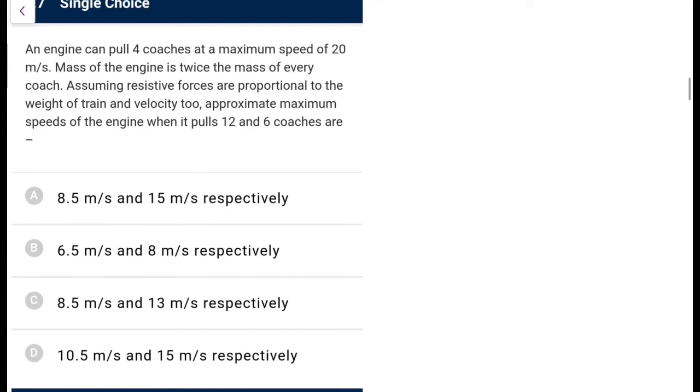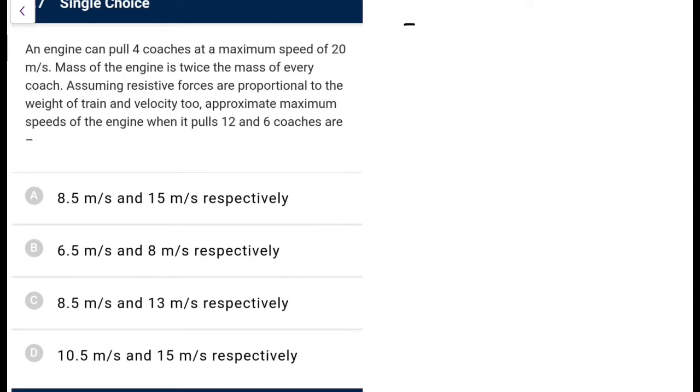Now seventh question. An engine can pull 4 coaches at a maximum speed of 20 meters per second. Mass of the engine is twice the mass of every coach. Okay, assuming resistive forces are proportional to the weight of the train and velocity, to approximate the maximum speed of the engine if it pulls 12 and 6 coaches instead of 4.